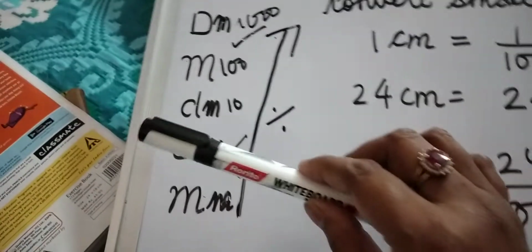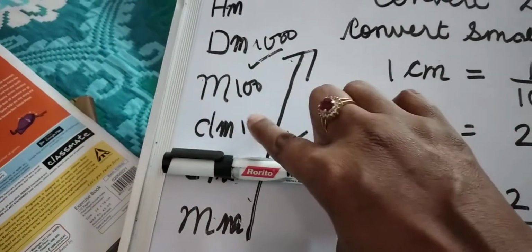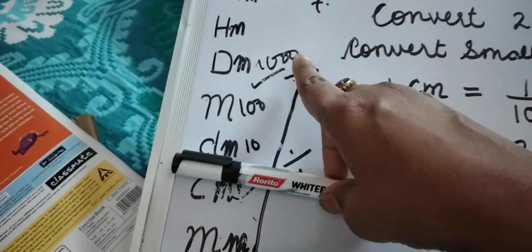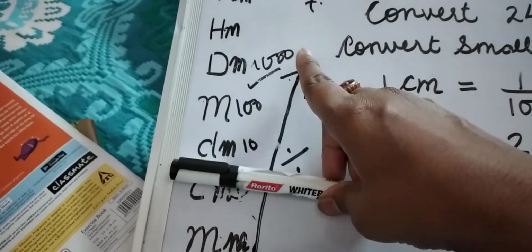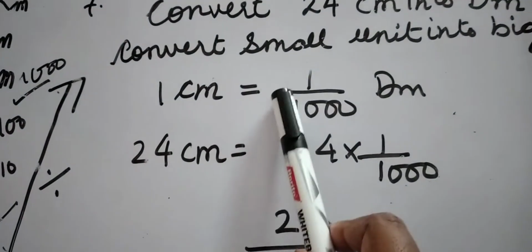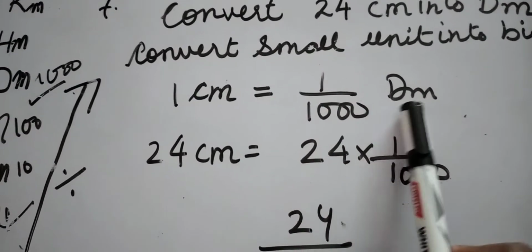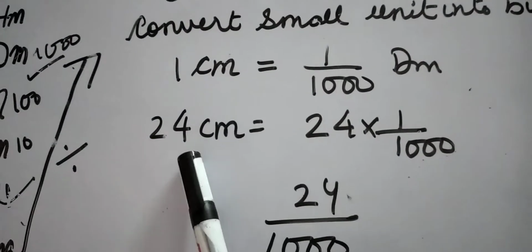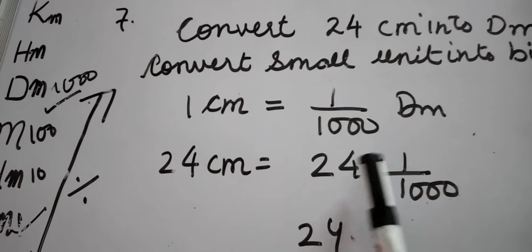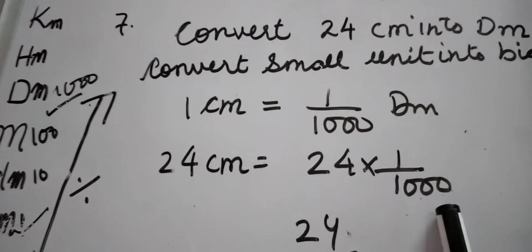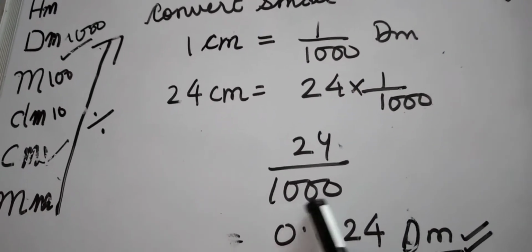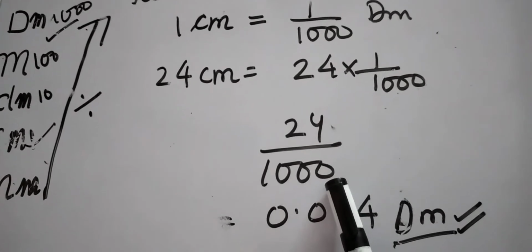So how will we divide? We will hide this. We are moving one step, 10, 2 step, 20, 3 step, 30. We have to divide it by 1000. 1 centimeter is equal to 1 upon 1000 decameter. So here we will write 24 centimeter is equal to 24 multiplied by 1 upon 1000, 24 upon 1000. So here 3 zeros are there.